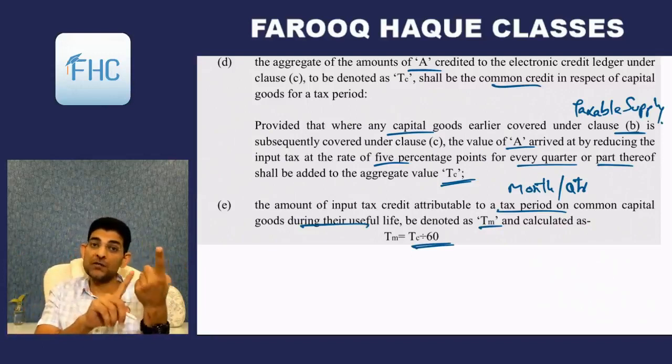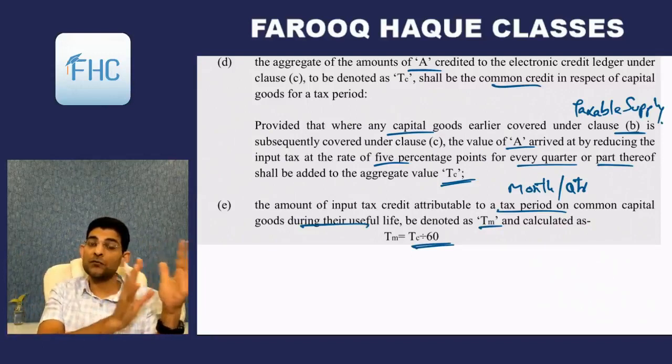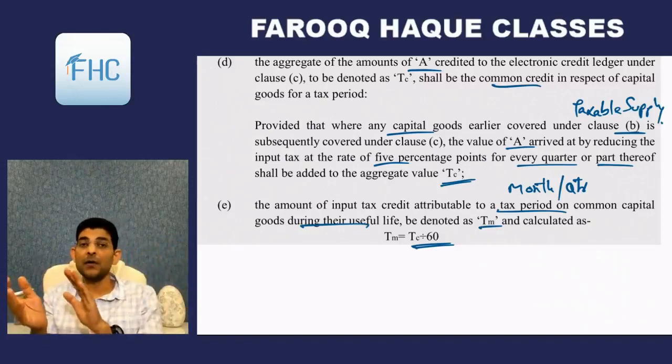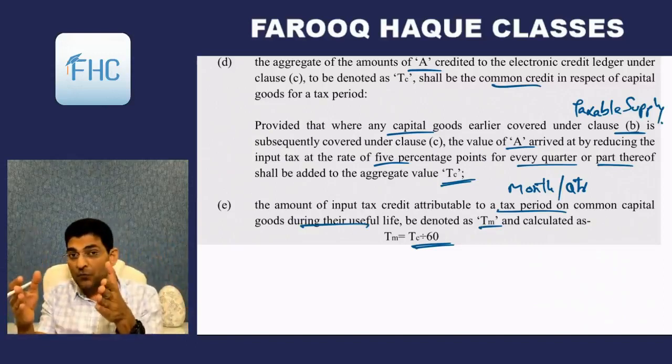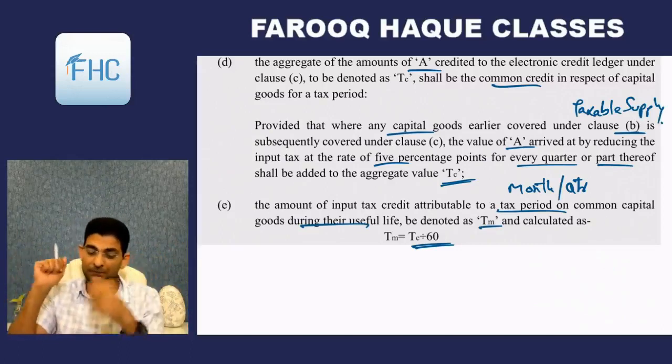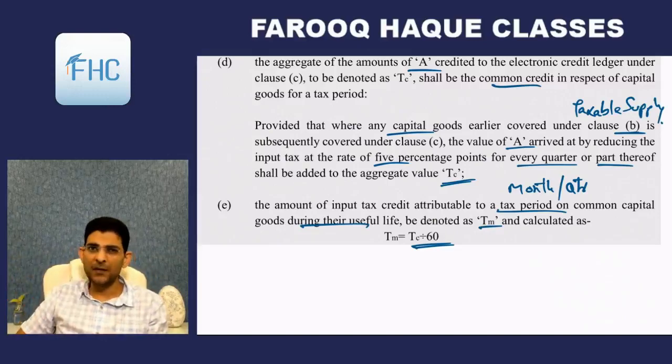But in those cases where for part of the time it was used for some other purpose and then converted, then you will divide by the balance number of months, not 60. Like we divided by the balance number of months, like 44 I think were remaining.